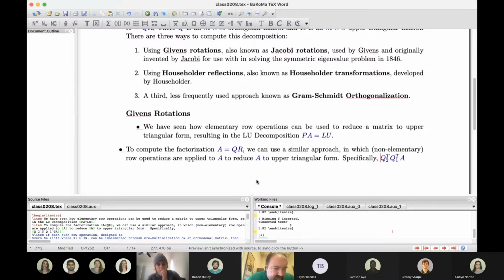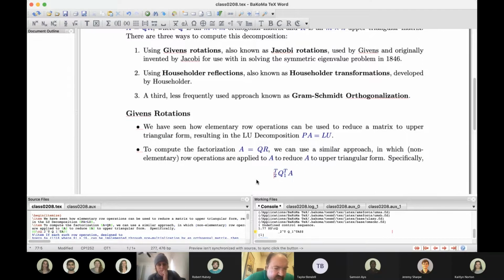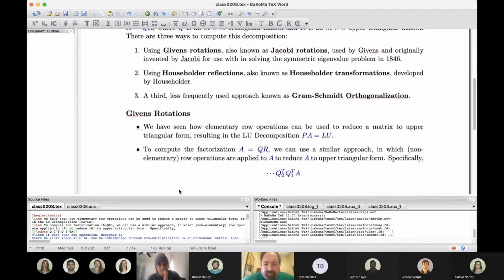So you keep going and apply a whole series of these matrices. How many? It depends on the algorithm that you're using. I'll just say K in this case. And the final result is some upper triangular matrix R.